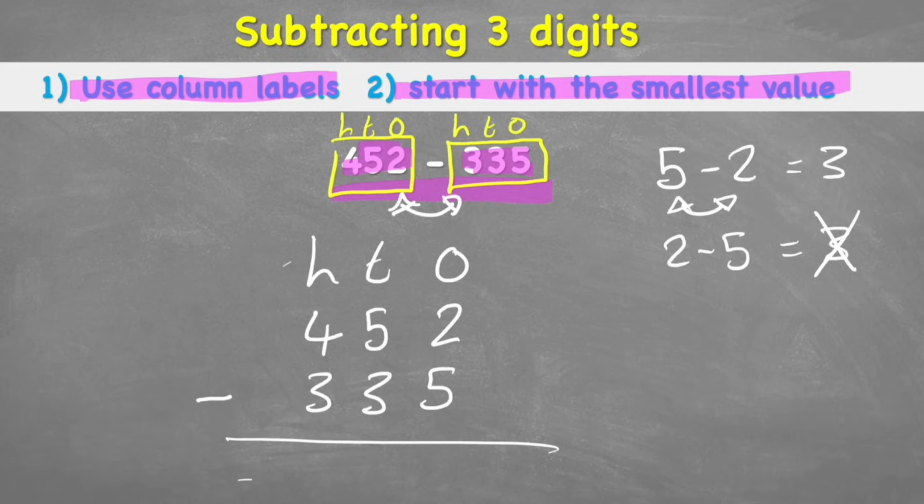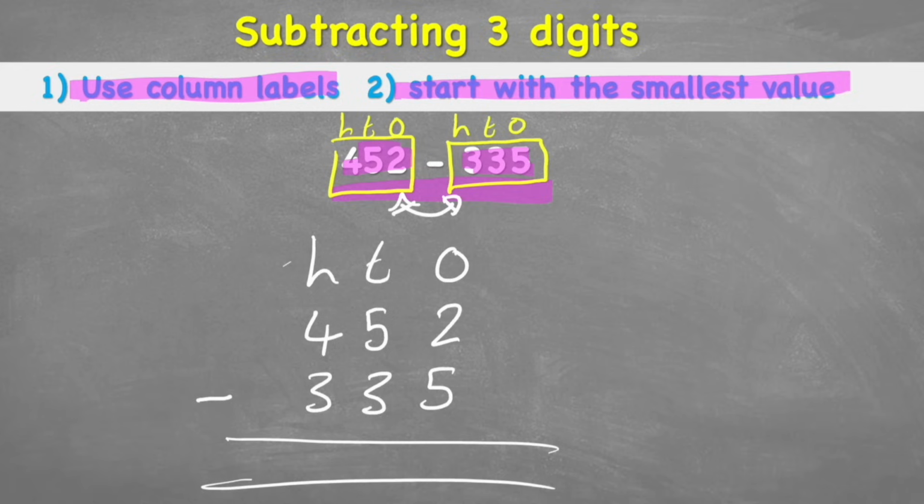So let's put my equals line and I can begin. My second tip said to start with the smallest value. And in this case, the smallest value is of course our ones. And in the ones column, we have the question 2 subtract 5. So let's think about this very carefully. 2 subtract 5. If I have 2 apples, here are my beautiful apples, can I take away 5? Let's see. 1, 2, no. I can't take any more than 2 away because obviously I only have 2 in the first place. So what can I do?